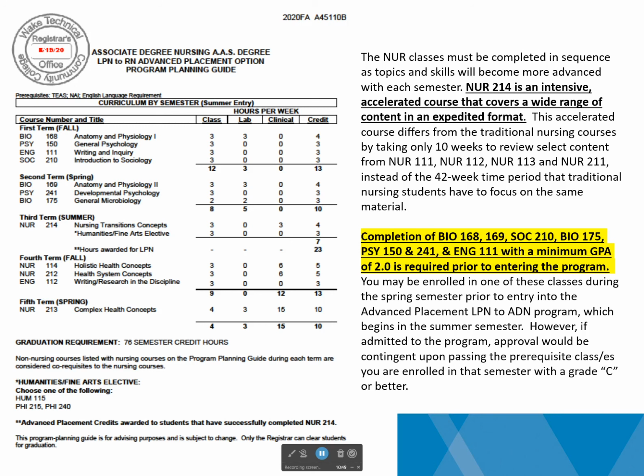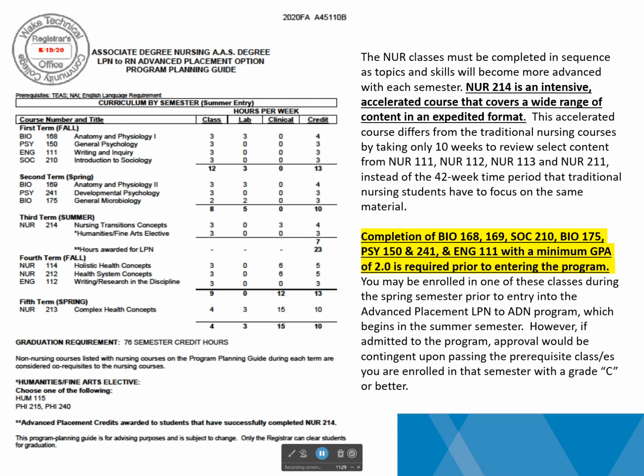busy semester. So what happens is students need to have those first courses completed, the Bio 168, Psychology 150, English 111, Social 210. Those classes need to be completed. If they are not completed, you can still apply as long as you show that any of those classes are in progress that spring. And then if you are accepted into the LPN to RN program, you have to show that you have completed that class with a C or better.